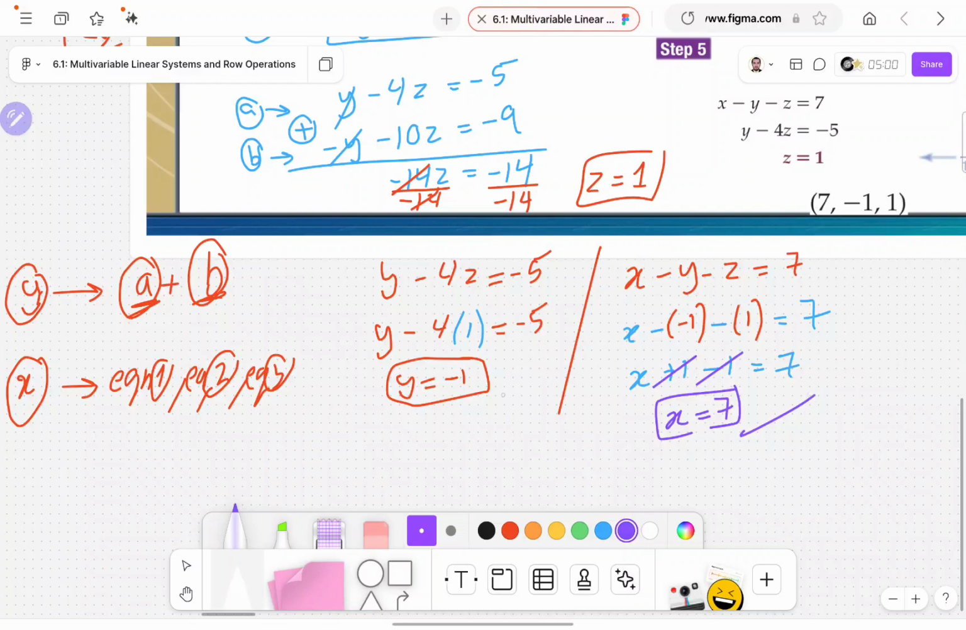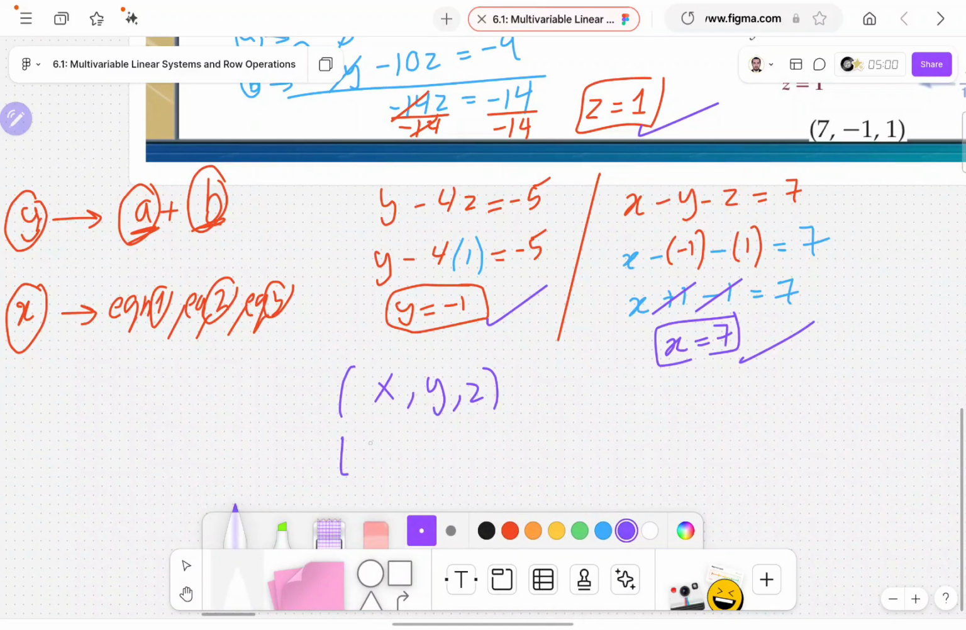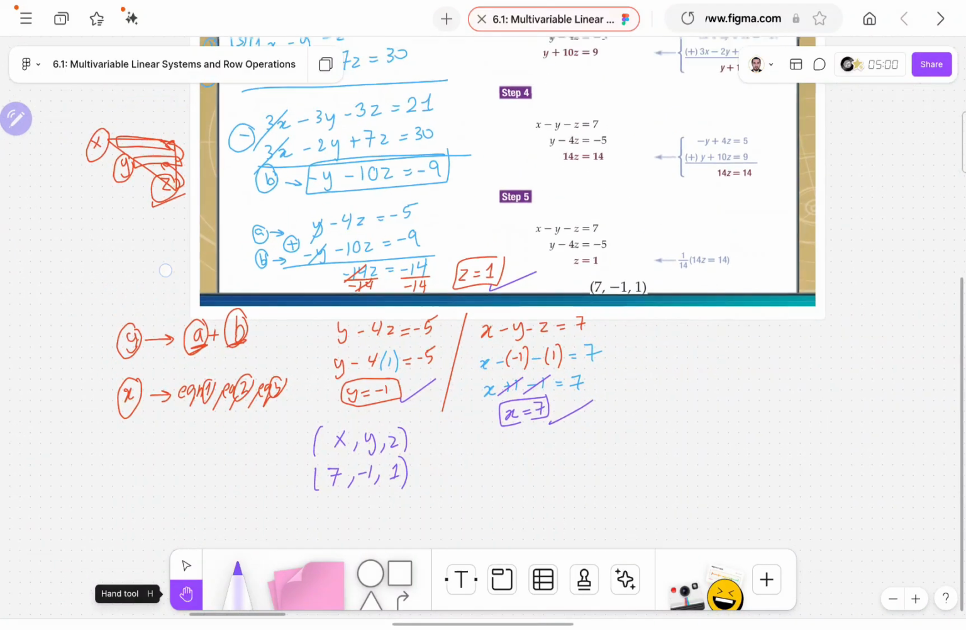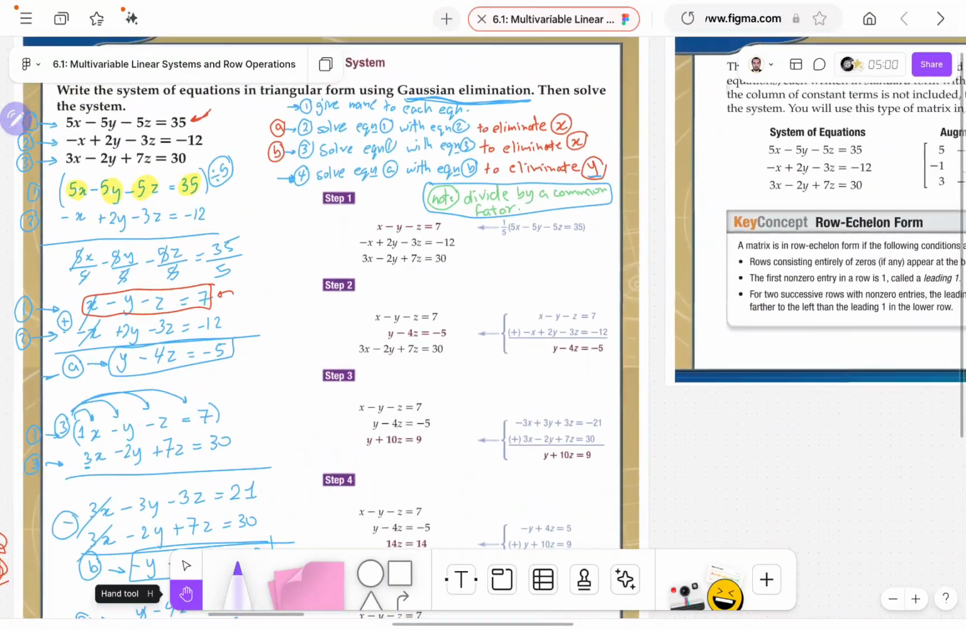So now I have x, I have y, I have z, so I can just write them: x, y, and z. The final answer will be x is equal to 7, y is equal to negative 1, z is equal to 1. So this is the answer. This is how you can solve the equation. The book has the same way.